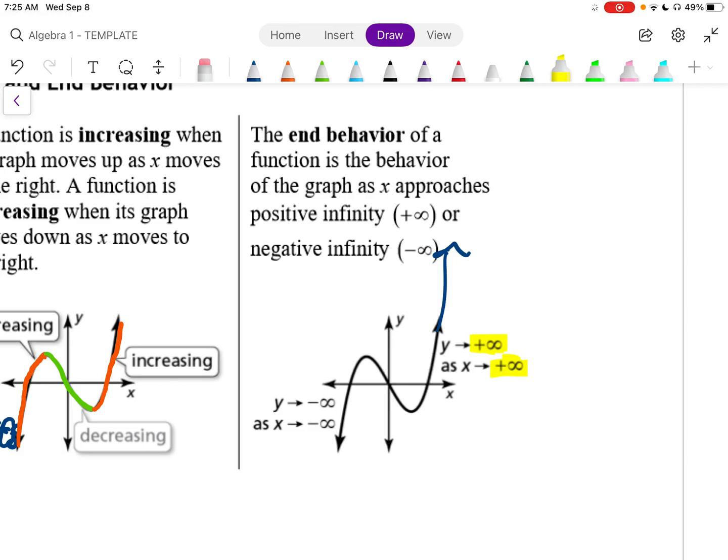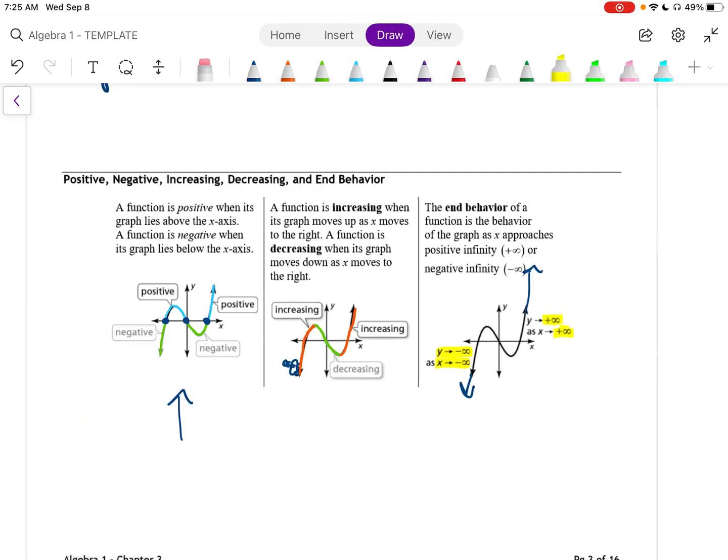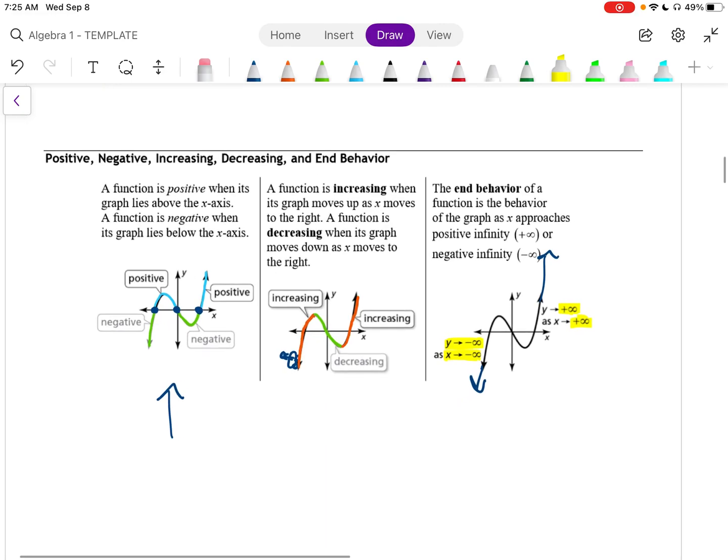If we look at the left side, that arrow is going to continue. This says y goes to negative infinity as x goes to negative infinity. Sometimes I'll write those backwards. I'll say as x goes to negative infinity, y goes to negative infinity. We'll do some examples of that in a minute, though.